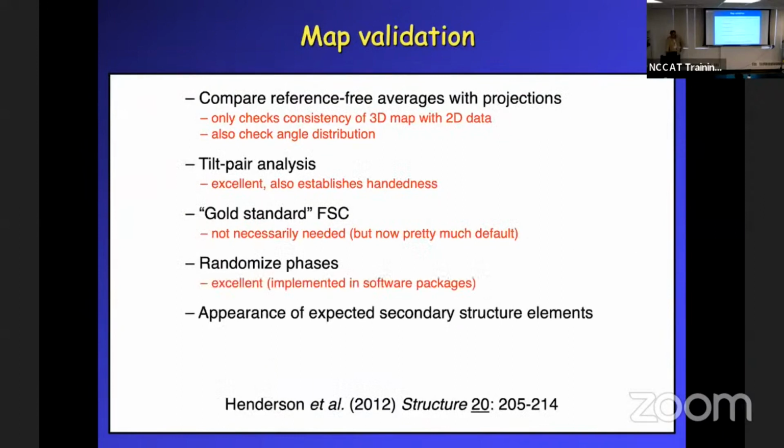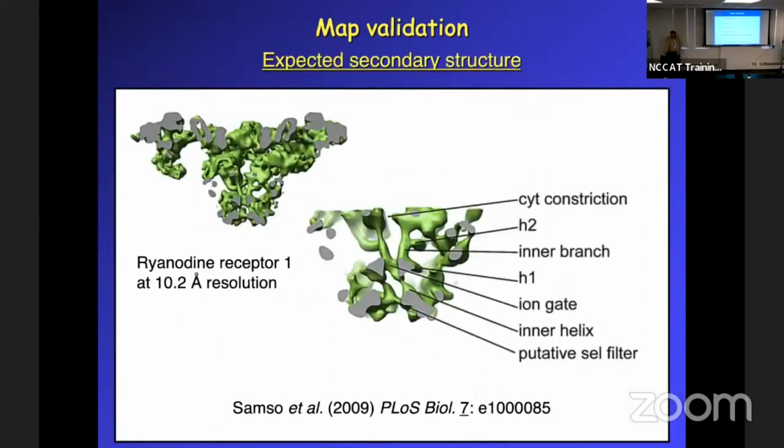And then, as I mentioned, if you have a certain resolution, you expect to see certain features. If you have 8 angstrom, you want to see alpha helices. If you have 4 angstrom, you want to see side chains of aromatic residues. So it's a good way to really look at what you see, and whether that makes sense for the resolution.